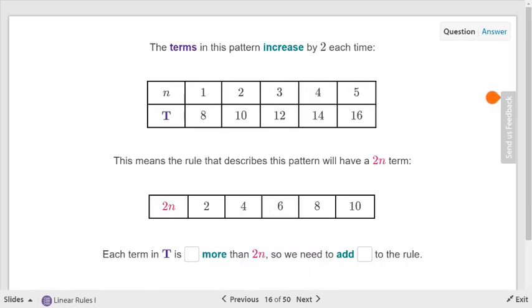Okay, hold on a minute. I changed it because it didn't change the numbers. It was the same one. So go use this one. We'll start over.